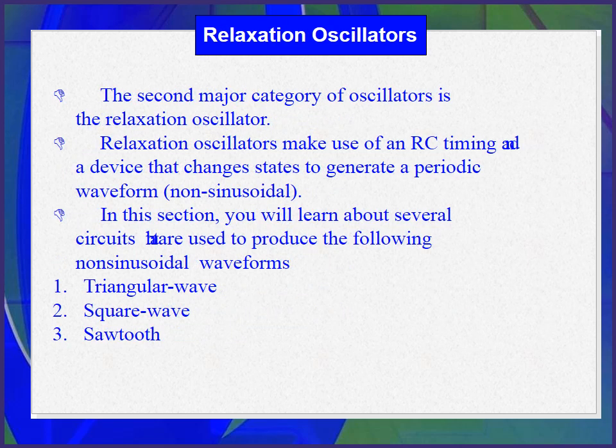Next, the relaxation oscillator, which is the second major category of oscillator. A relaxation oscillator uses an RC timing circuit and a device that changes states to generate a periodic waveform. Here you will learn about several circuits that are used to produce non-sinusoidal waveforms, that is, triangular wave, square wave and sawtooth.